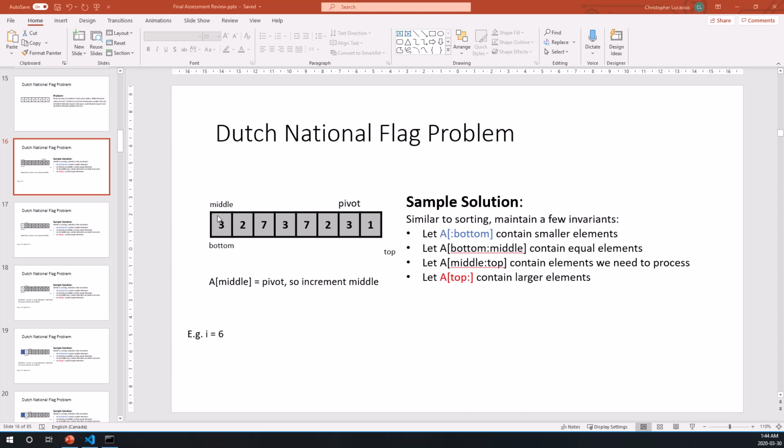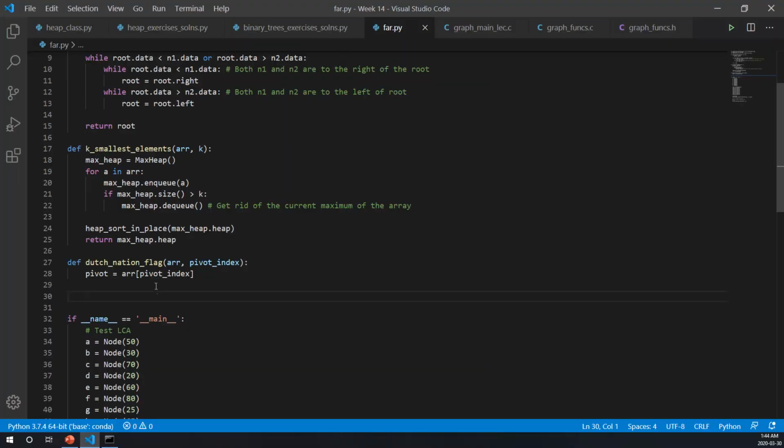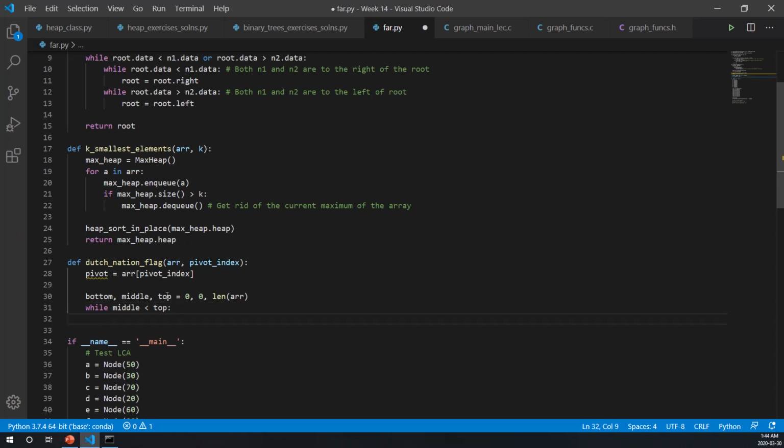So here I set them to 0 for bottom and middle. I set the top to the length of the array. Okay, so let's set that. Bottom, middle, and top will be equal to 0, 0, the length of the array. And I'm going to keep on going until middle is still smaller than top, because remember when middle is equal to top, that's a stopping condition. And I can just quit out.